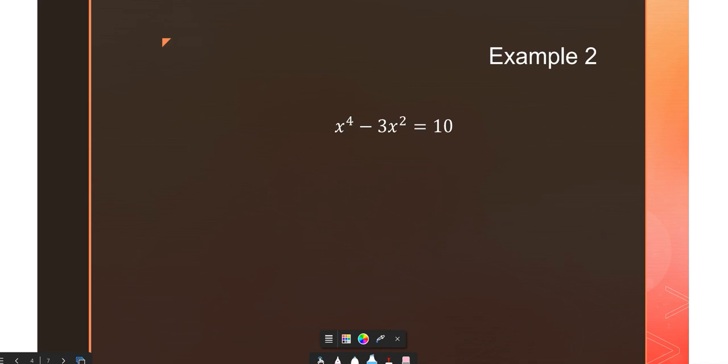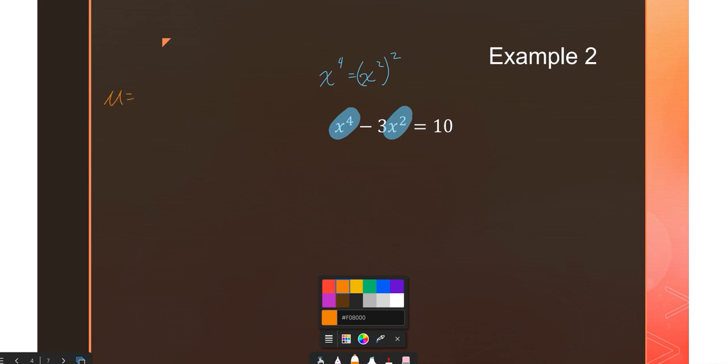Here in example 2, we can see that our variable terms are x to the fourth and x squared. Just like the previous example, we can rewrite x to the fourth as x squared squared. So we're going to go ahead and let u equal x squared, which means u squared is equal to x to the fourth. So when we rewrite our equation, we get u squared minus 3u equals 10. Take a minute and solve that equation for u.